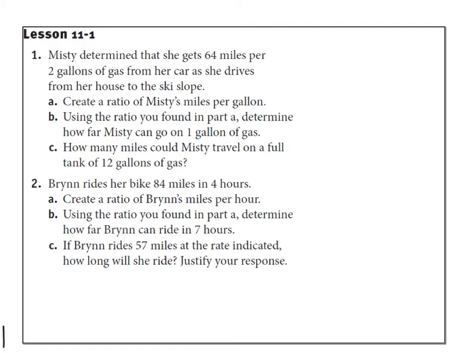All right, so number one. Misty determined that she gets 64 miles per 2 gallons of gas from her car as she drives from her house to the ski slope. So part A, create a ratio. A ratio is basically just a comparison of two numbers of Misty's miles per gallon. They tell us directly in the wording here, she gets 64 miles per 2 gallons. Okay, so that could be the ratio.